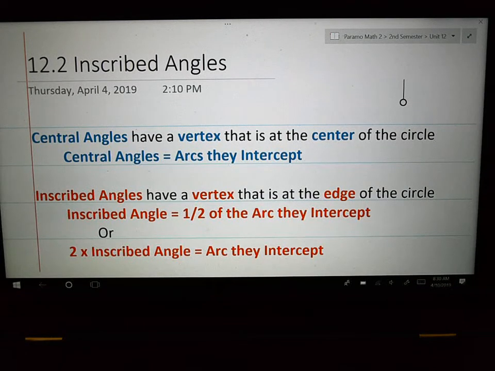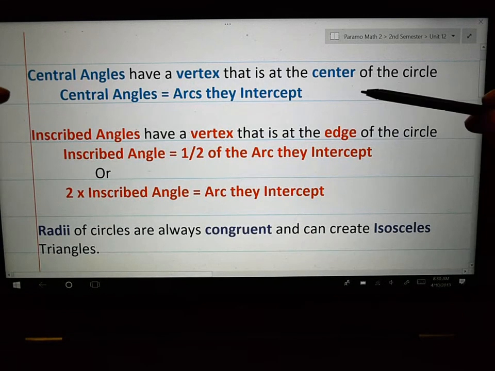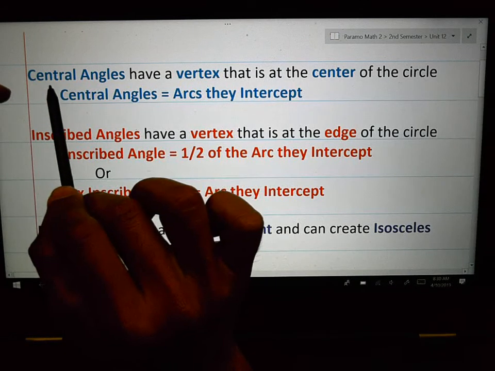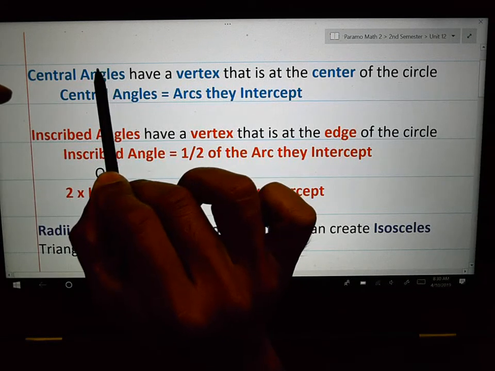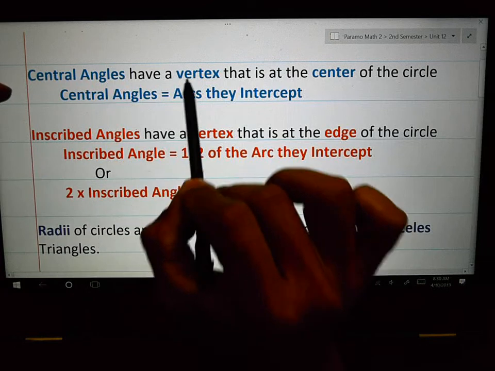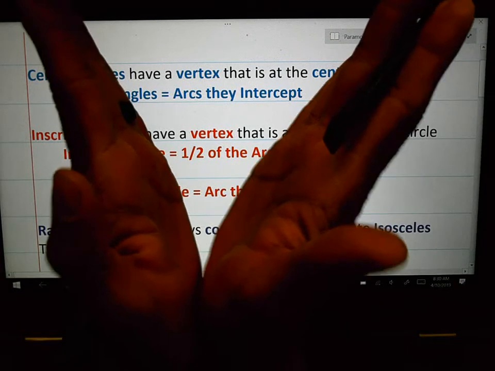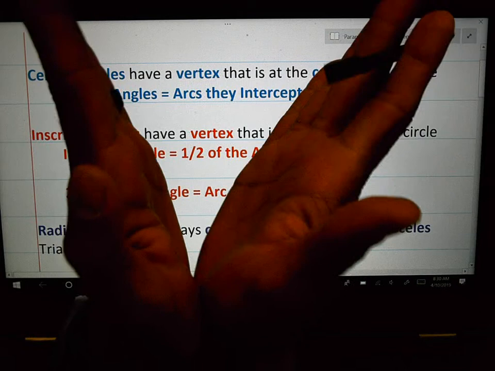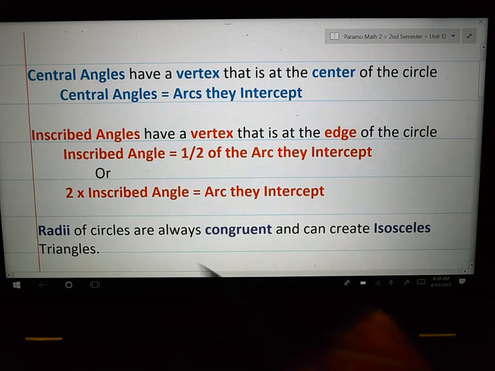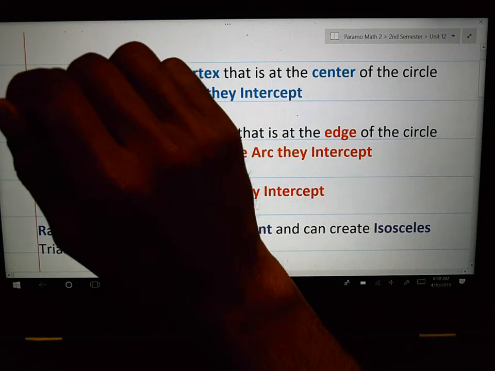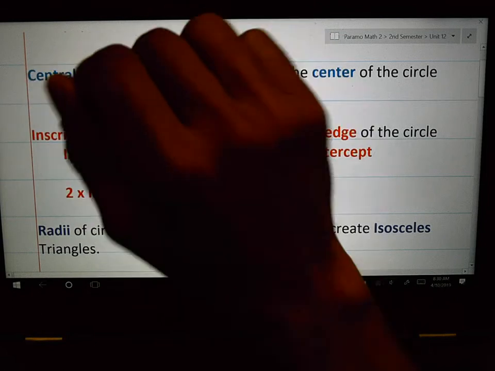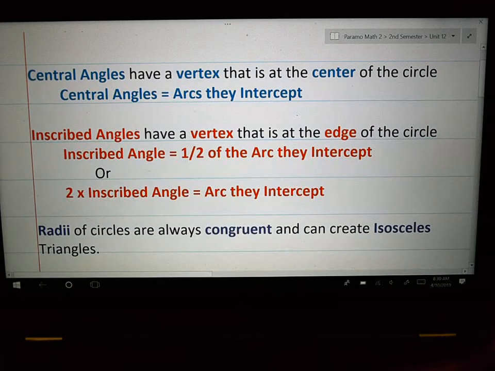12.2 is on a different type of angle, an angle that is different than what we did in 12.1. They are called inscribed angles. The biggest difference is that in section 1, we dealt a lot with things called central angles. When it's a central angle, the vertex of the angle is in the exact center of the circle. In 12.1, the central angles were equal to the arcs they intercept.